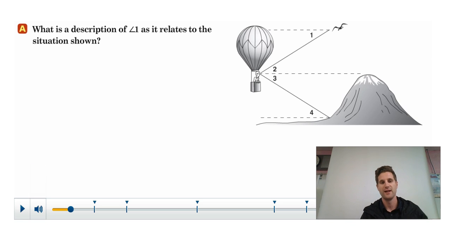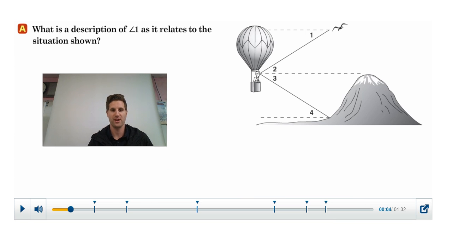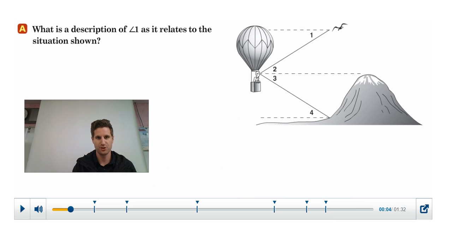So here's our first question. Describe the relationship of angle 1 to the situation. So we're actually talking about two different things, angle of elevation and angle of depression. And I'm going to use this picture to demonstrate both. Okay. So to do this, we're going to make this super easy.